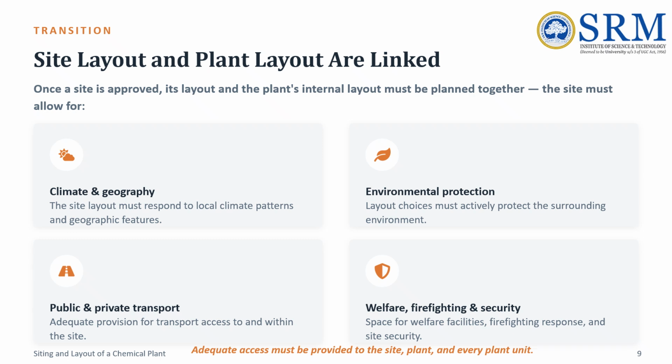After a site is approved, the next step is to develop the site layout and plant layout together. The layout should consider local climate conditions, geographic features, environmental protection requirements, transportation facilities, firefighting arrangements, security systems, and welfare facilities for employees. Adequate access roads must be provided to every unit of the plant so that emergency services can quickly reach any location during an accident.